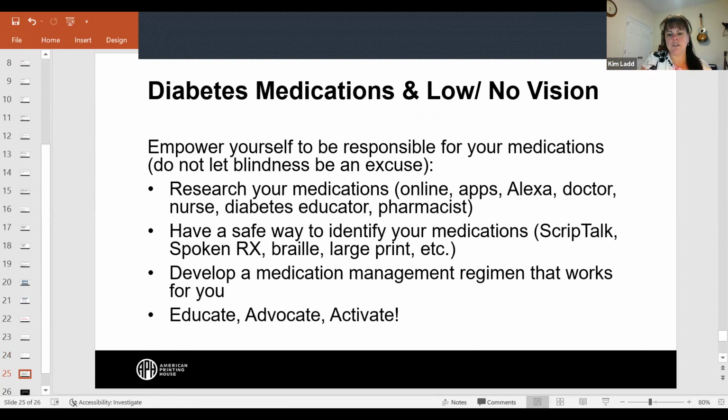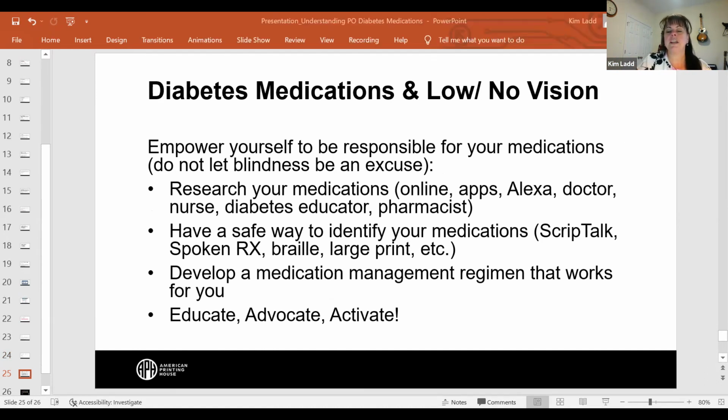All right, and then I wanted to end with, when you take diabetes medication and you have low or no vision, I urge you to empower yourself to be responsible for your medications. Do not let blindness be an excuse. I see it every day. That's what I do in my role, is I help people with low or no vision. One of my main roles is to help them manage their medications independently.